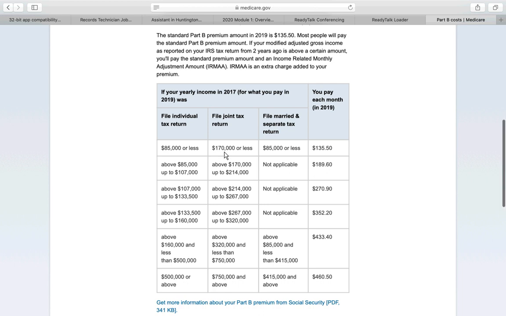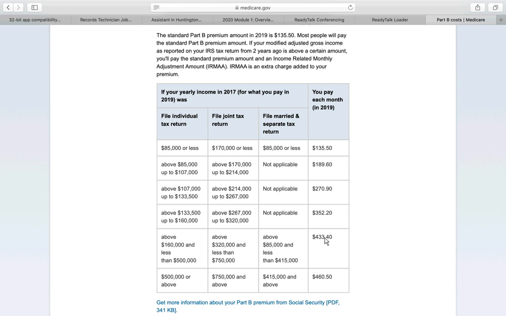Client will say, wow, interesting. Okay, so how much would I pay? Well, what is your income? Well, between my wife and I, we're about $350,000 a year. Okay, that puts you right here in this bracket. That means that your Part B premium is going to be about $434 per month.